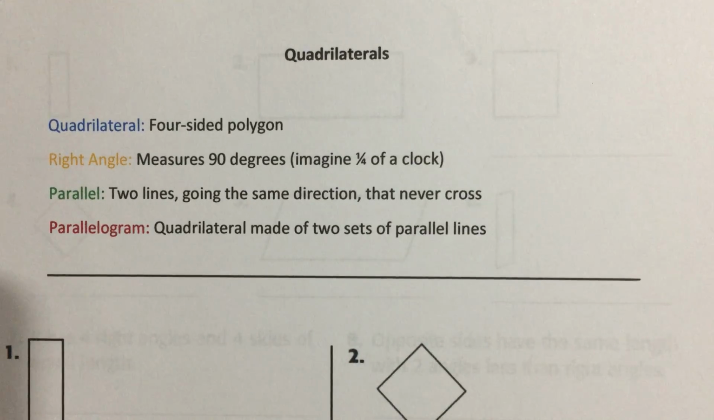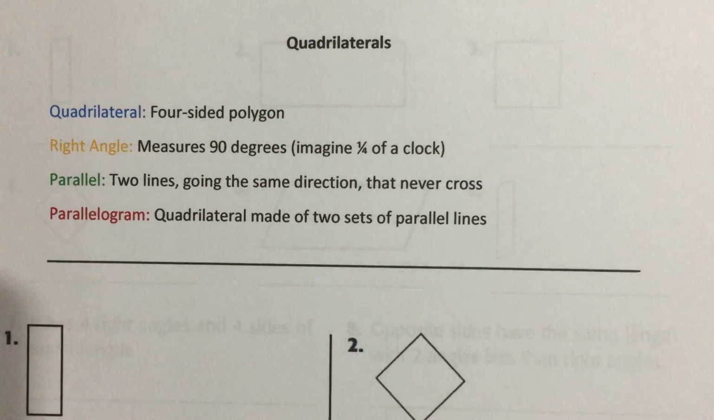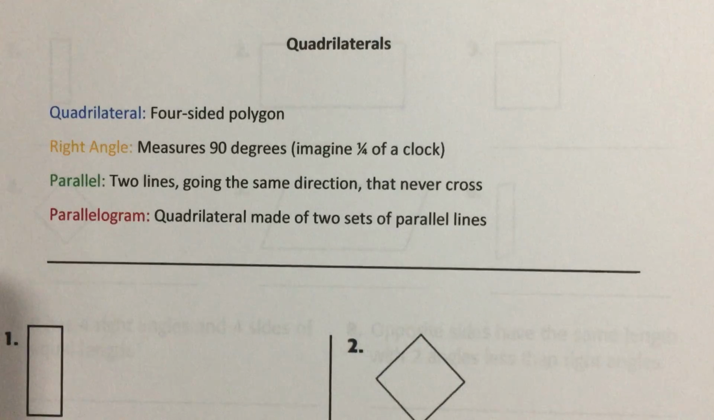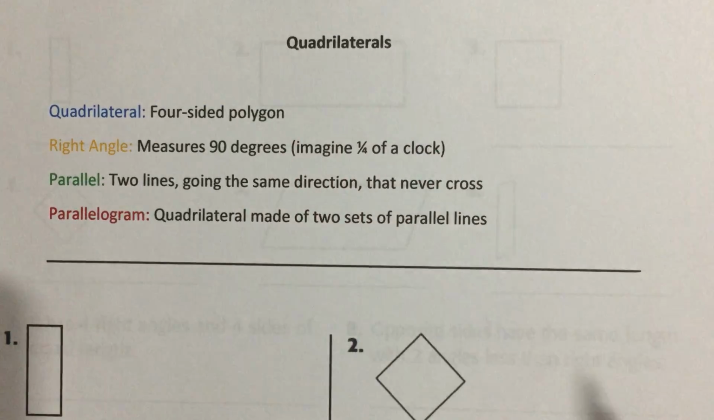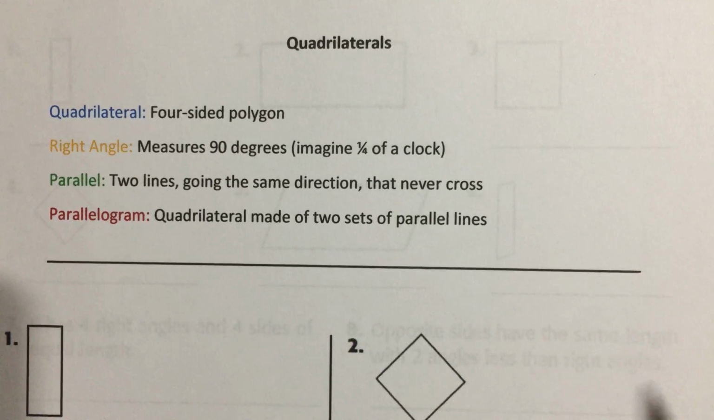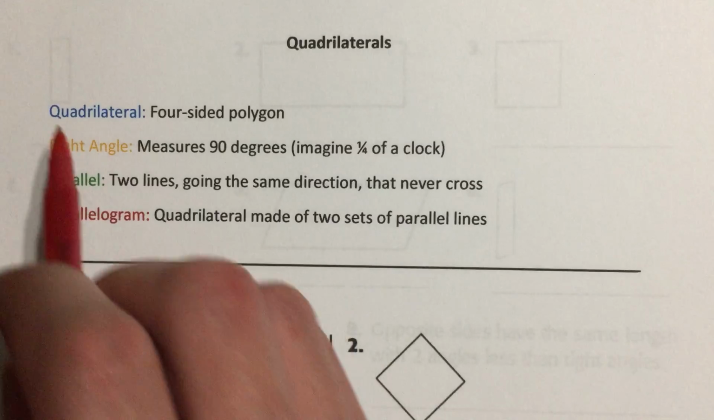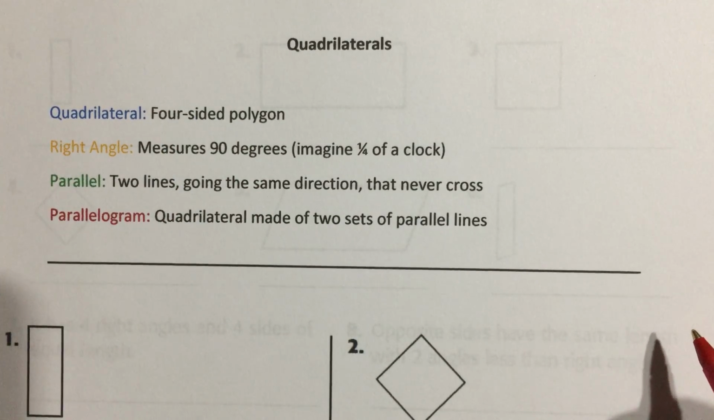But we've got quadrilaterals. We've got four words that we're going to talk about first. Number one is something that we talked about in our polygon video a while back, and that is just that word quadrilateral. What is it? It's just a four-sided polygon. It's a four-sided shape that has straight sides and it's closed. That's what a quadrilateral is. Quad meaning four, lateral meaning sides.